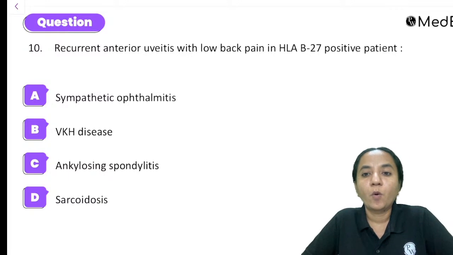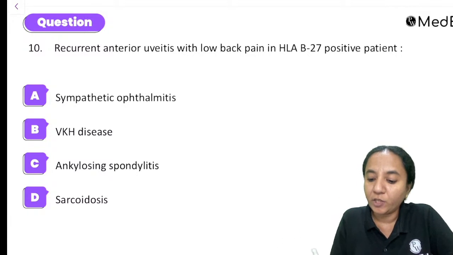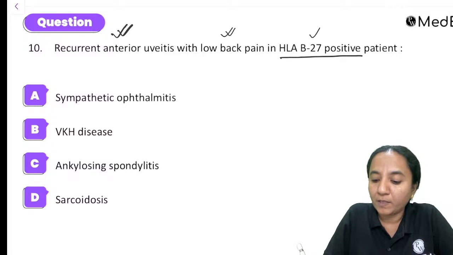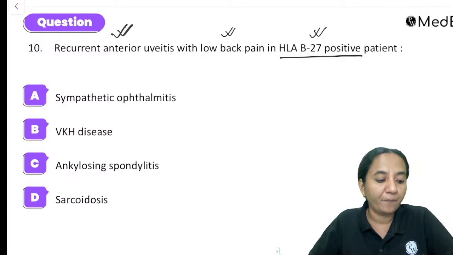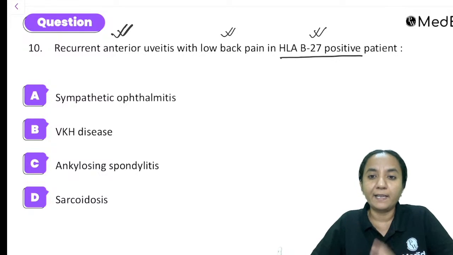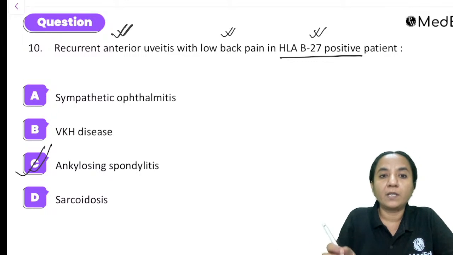Next question. Where do we get to see recurrent anterior uveitis with low back pain in an HLA-B27 positive patient? So recurrent anterior uveitis, the patient has low back pain and he is positive for HLA-B27. Very typical question. Multiple times it has been asked in different ways. This is exactly the description of a patient who has ankylosing spondylitis.